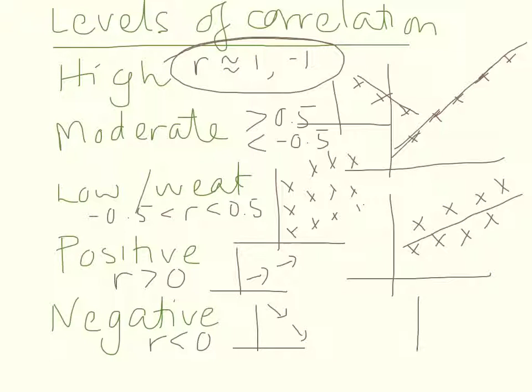By the way, if you have a graph with points all over it, just totally random, no pattern at all, that would signify that R is close to 0 and there's absolutely no correlation. Okay, that's it for this video, but more to follow.